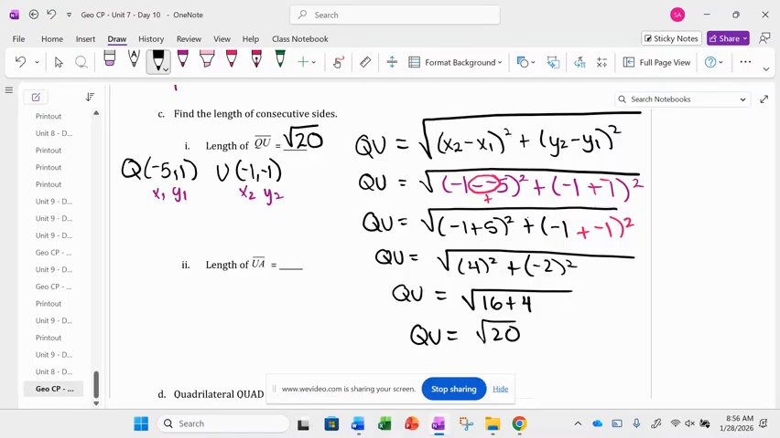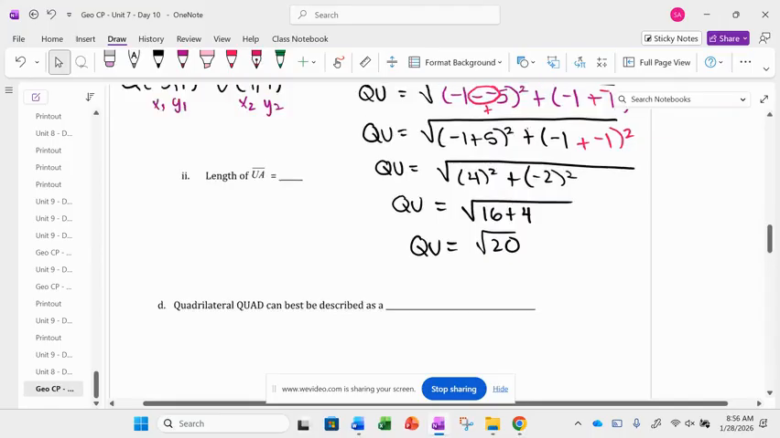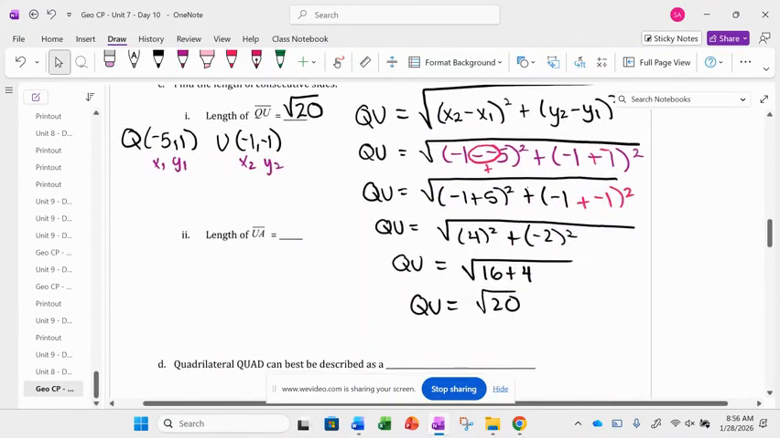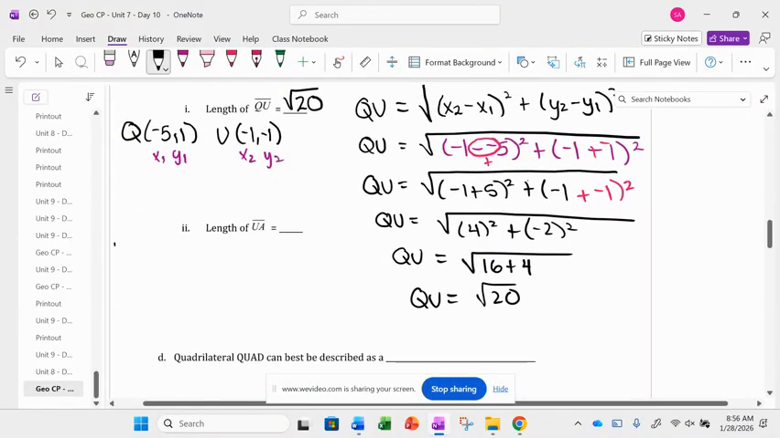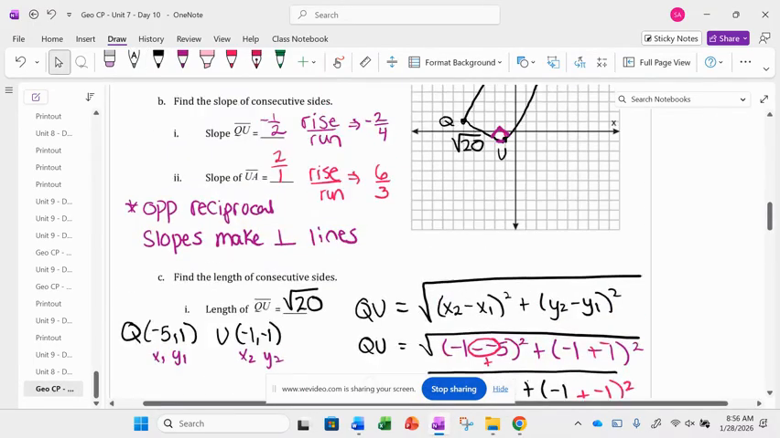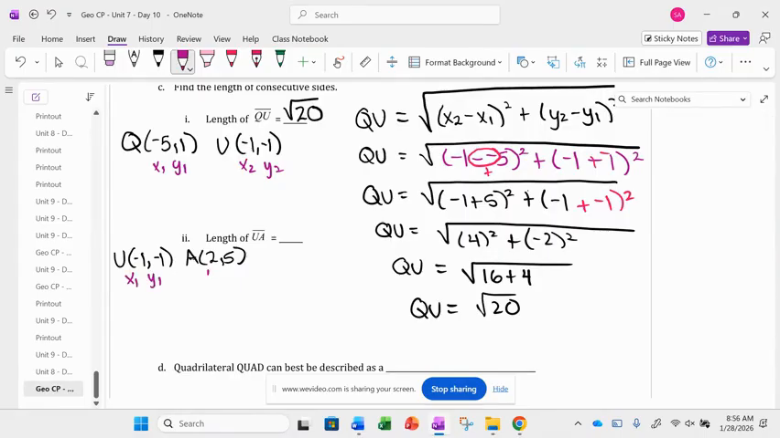Okay, now what I want you guys to do is find the length. So I'm going to go to QU and I'm going to mark it. So QU is the square root of 20. Now I want you guys to find UA all by yourself. So just to recap, the coordinates for U are -1, -1. And the coordinates for A are 2, 5. So I would call this x1, y1, and this x2, y2. And while you do it by yourself, I will do it on the board.